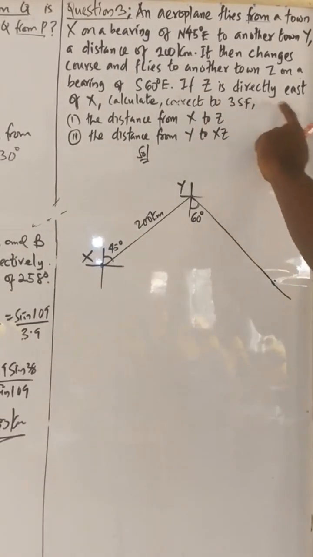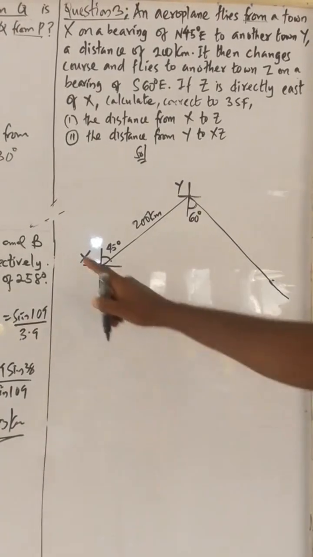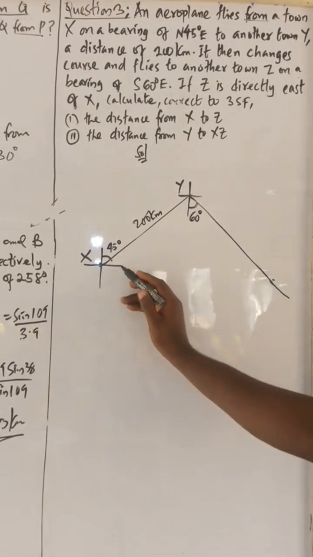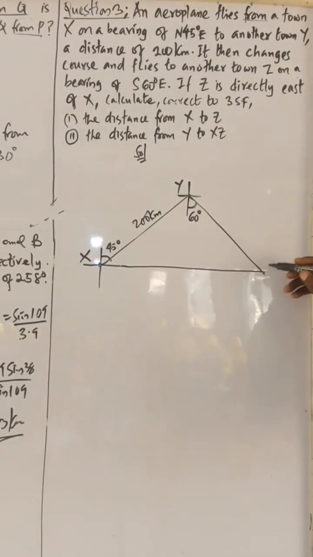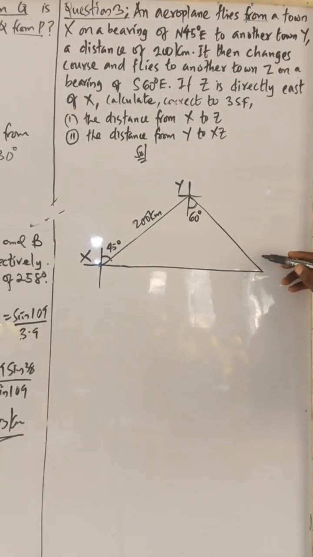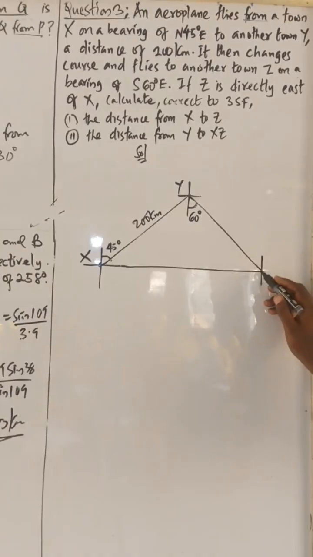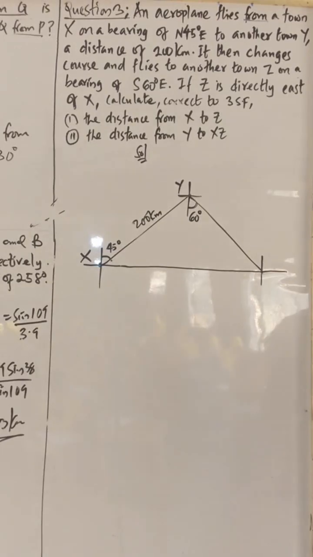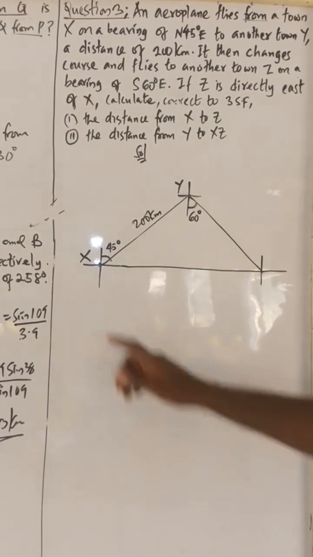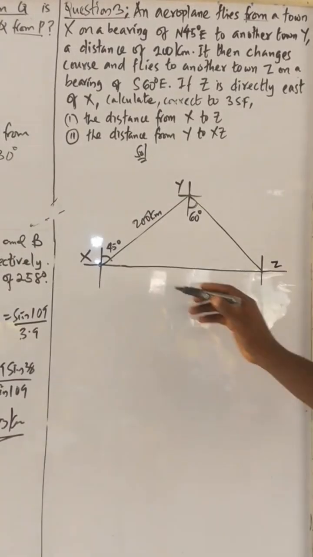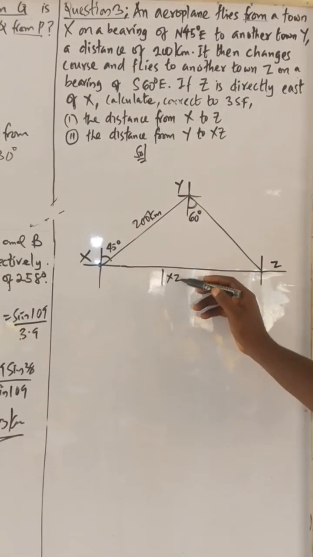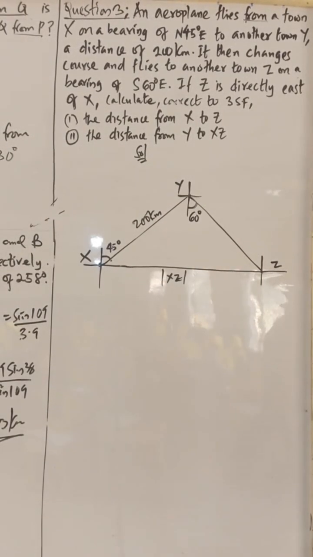If Z is directly east of X, this is X, this is east of X. So if we draw the east of X, say Z is directly east of X, meaning Z is somewhere here. What's the question? Calculate to three significant figures the distance XZ. Let's call this XZ.